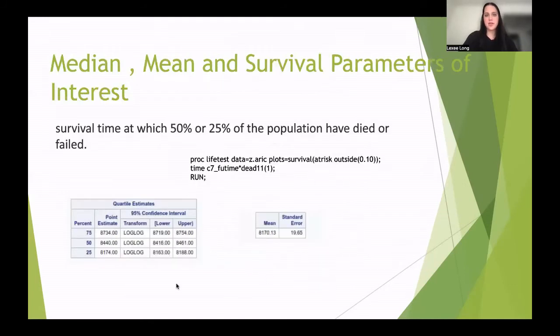And finally, we can also get our mean and median parameters for survival. So we have our quartile estimates here on the left, and then our mean follow-up time in this case before death is 8,170 months. So pretty long survival time for this particular cohort of heart patients.